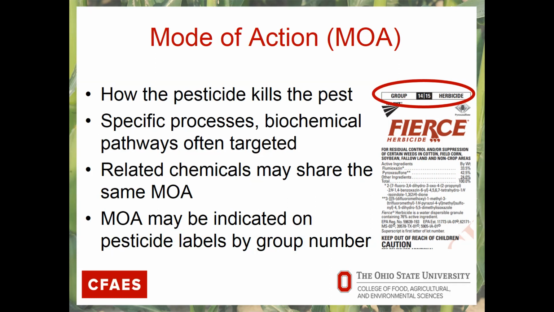Related chemicals with similar structures often have the same mode of action. Chemical manufacturers now indicate the resistance or mode of action group by group number on the pesticide label, as you can see circled here. This pesticide indicates that it has two modes of action because it's a premix of two herbicides with the mode of action groups 14 and 15.